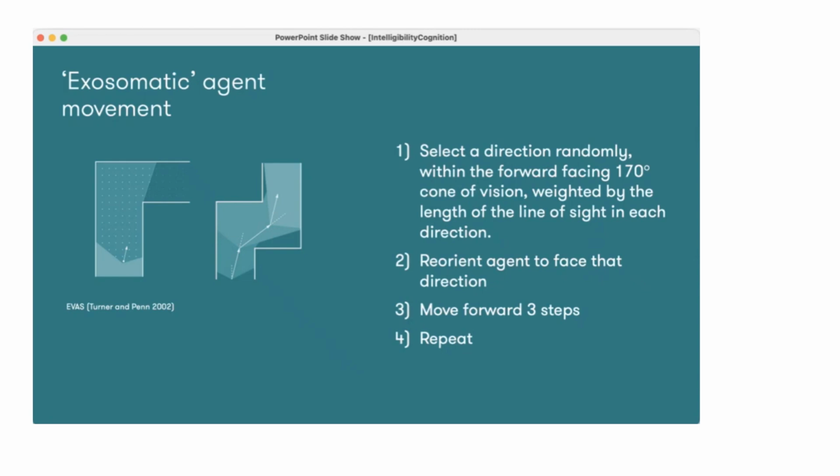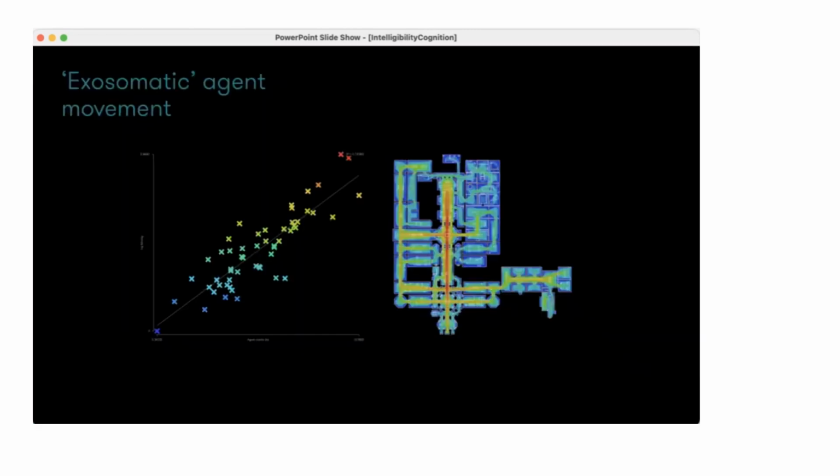It's a random choice, but it's weighted. So they make that random choice, they reorient the agent to face that direction, walk forward 3 steps, and then repeat the process again. Now, what this does, of course, is to make repeated choices based only on what they can see. They have no memory, they have no plans for where they're going to go.